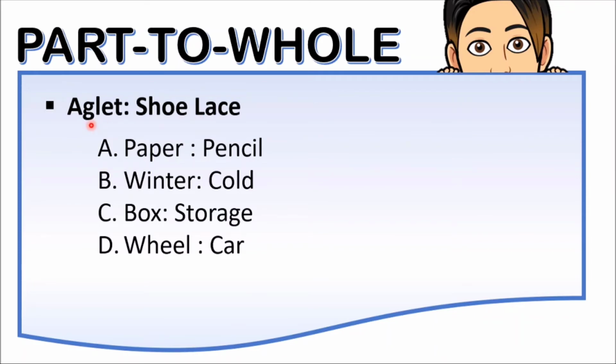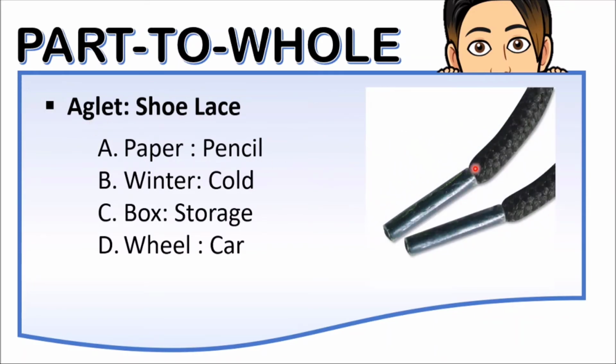Do you still remember the plastic or the metal sheet over the end of your shoelace? That is what we call aglet, okay? So, which among the options below is also an example of part to whole analogy? Is it letter A, paper is to pencil? Letter B, winter is to cold? Letter C, box is to storage? Or letter D, wheel is to car?